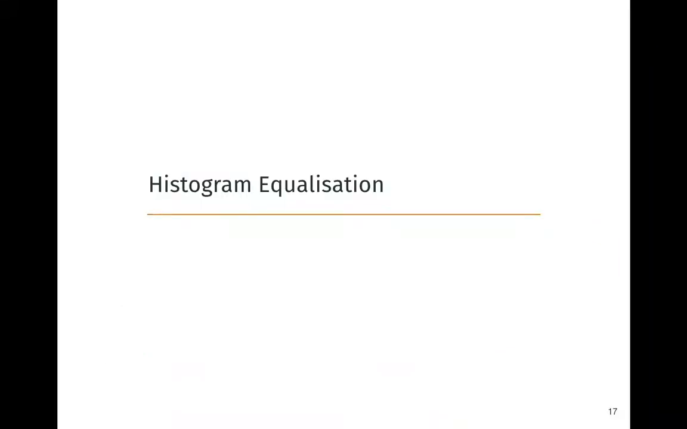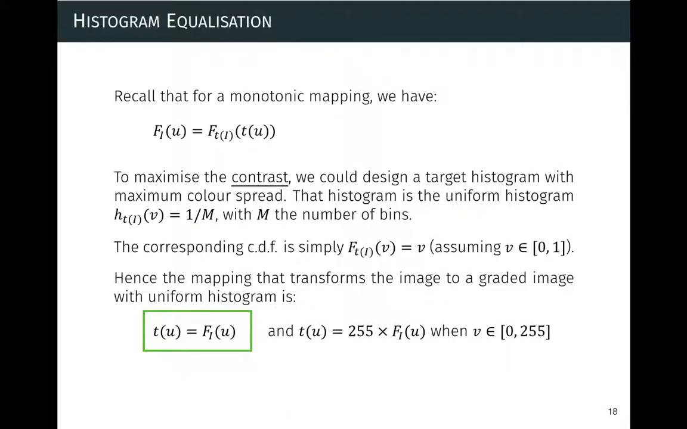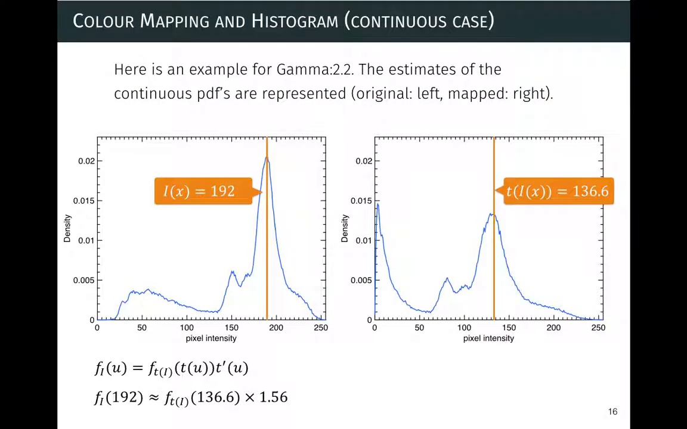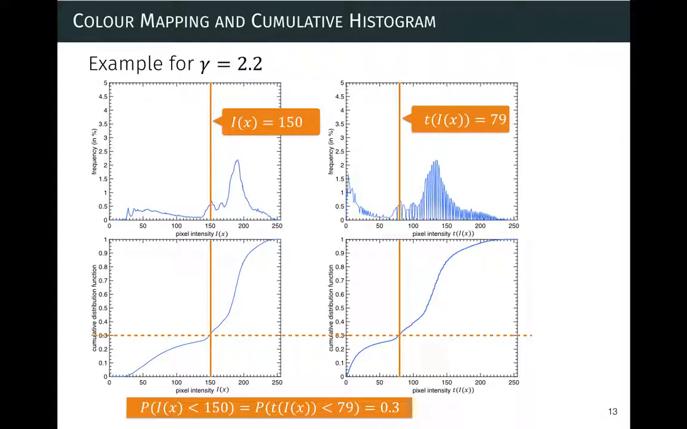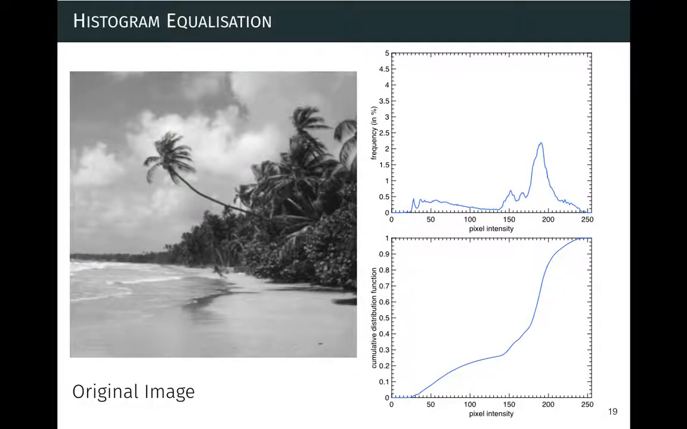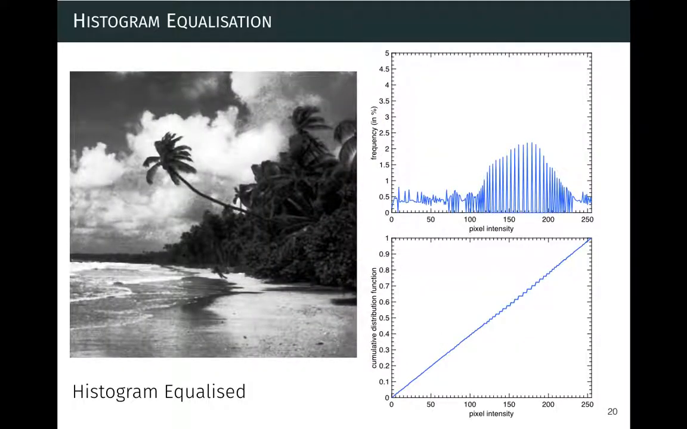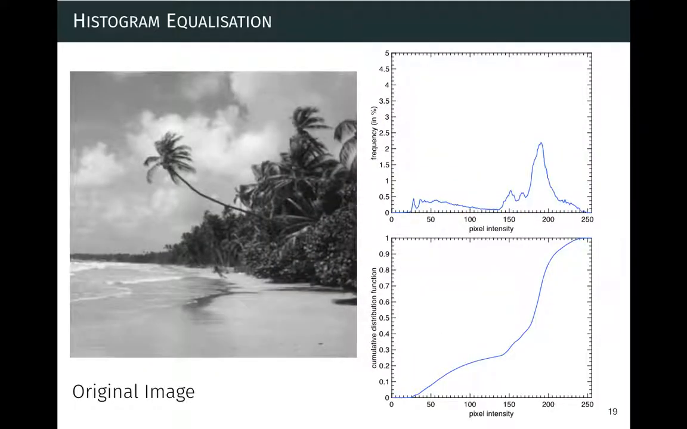I don't have a good diagram here. Sorry about that. So in histogram equalization, I'll just show you one example of what histogram equalization is. Something like that, okay? So you start from this picture where you have your histogram on top here, and you have your cumulative histogram here.